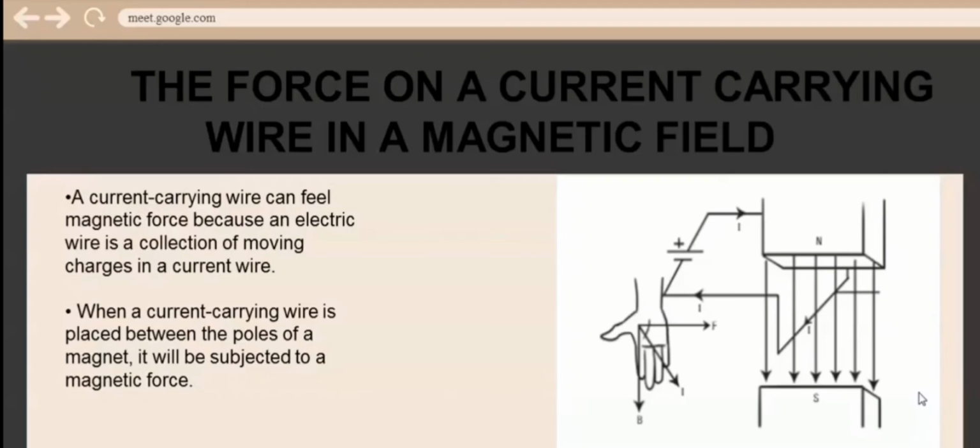The force on a current carrying wire in a magnetic field. We already talked about a charged particle traveling in a magnetic field being subjected to a magnetic force, and an electric current is a collection of moving charges in a current wire. A current carrying wire can feel magnetic force because an electric wire is a collection of moving charges. When a current carrying wire is placed between the poles of a magnet, it will be subjected to a magnetic force.